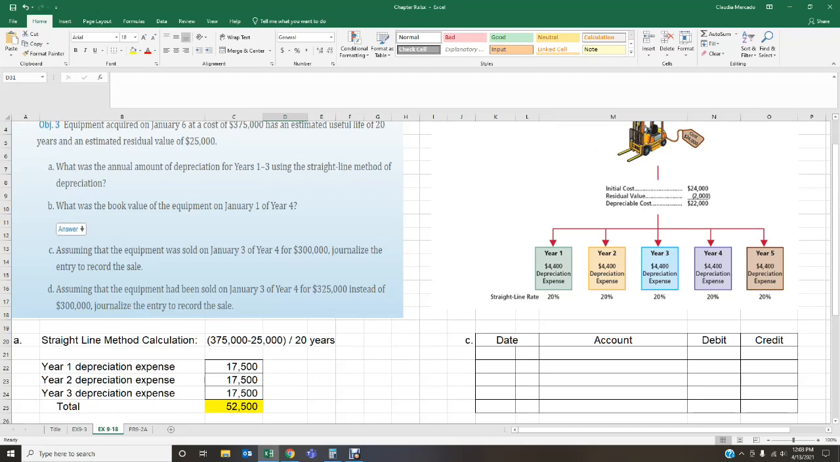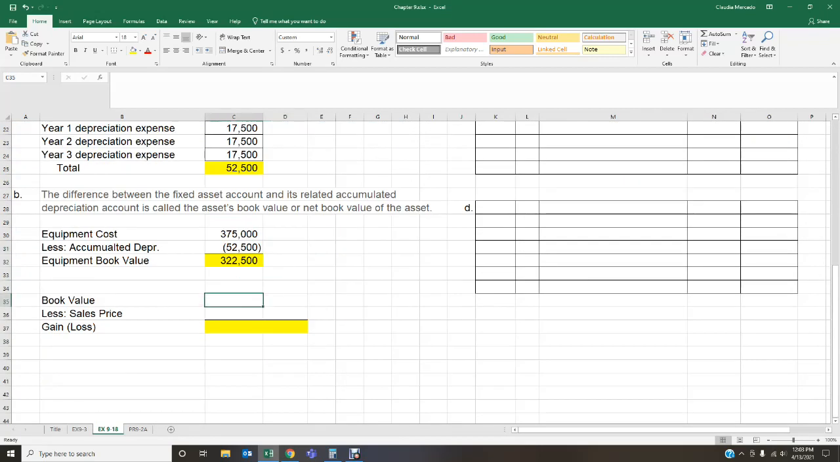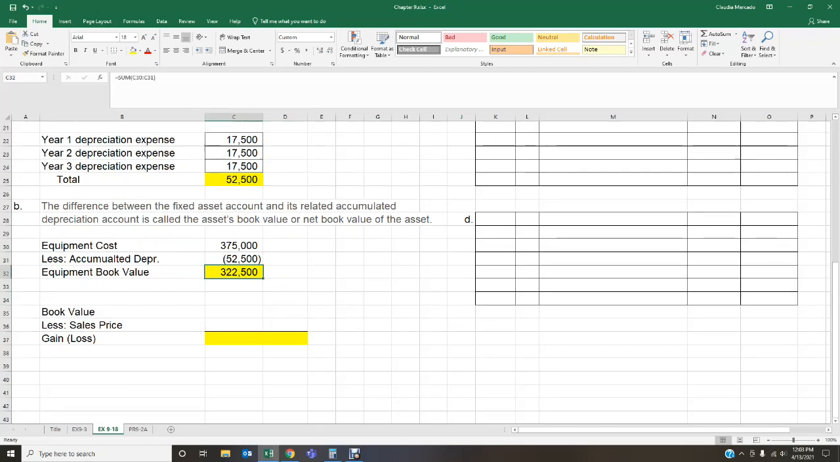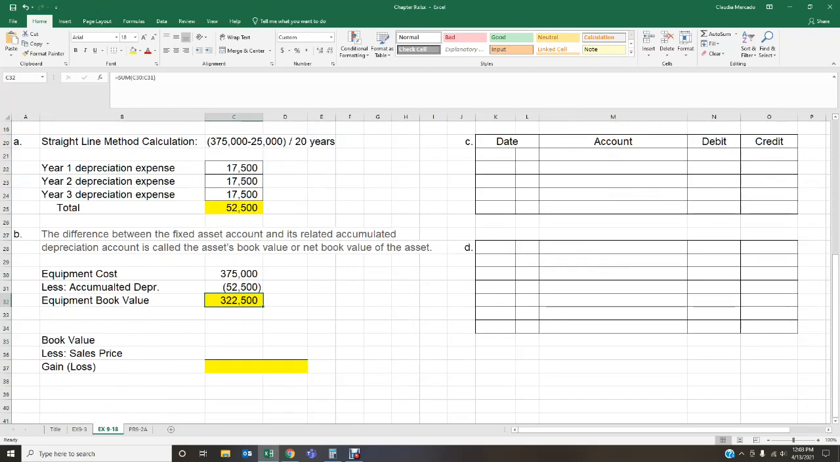Now, requirement C. This is where it gets a little bit tricky. It says, assuming that the equipment was sold at the beginning of year 4. This has happened on January the 3rd. So it's at the very beginning of year 4, and we sold it for $300,000. Journalize the entry to record the sale. Well, first we need to figure out, do we have a gain or do we have a loss? So I have a little calculation here. I'm going to start off with my book value. The book value that we calculated as of the end of year number 3 was $322,500. We had already calculated it in requirement B.